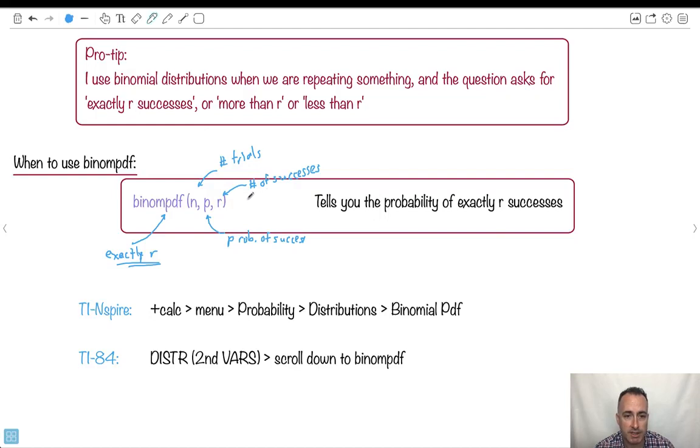So remember, this thing tells you a probability. Okay, that's the key thing. So binom PDF tells you a probability. On the TI Inspire, you go calculate menu, probability, and you put binomial PDF. On the 84, you go distributions, which is 2nd VARS, and you just scroll down and find binom PDF. That's how we use it.